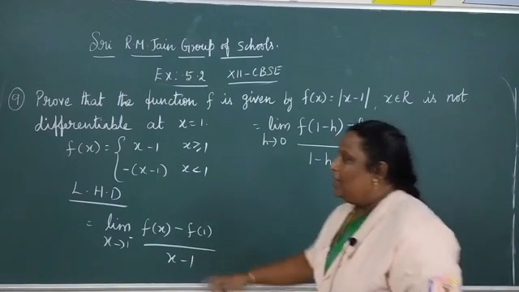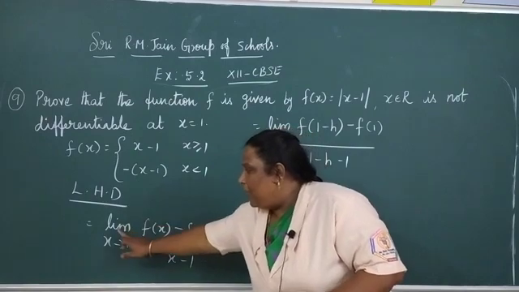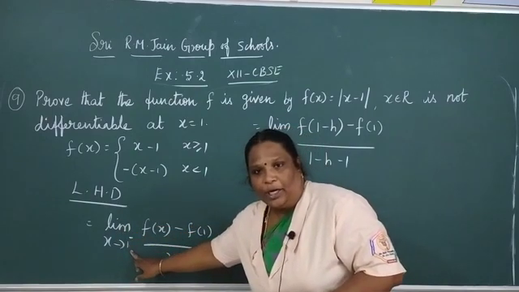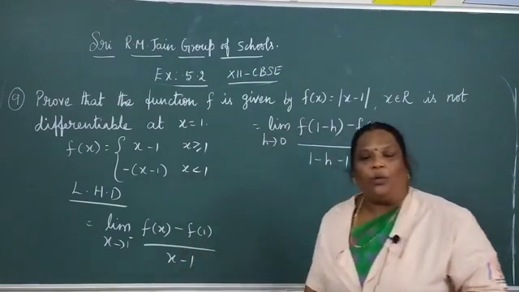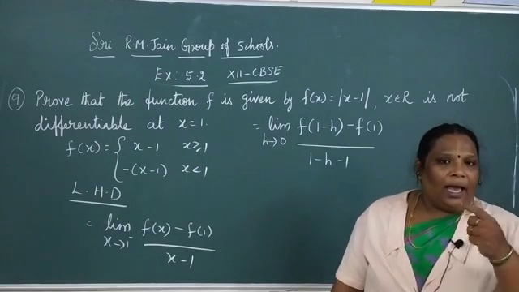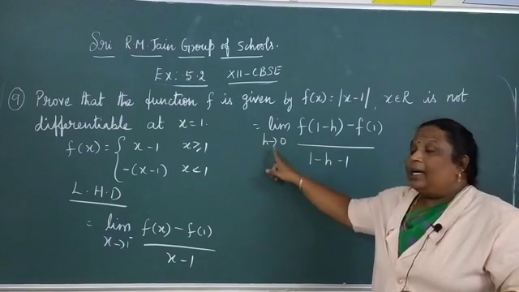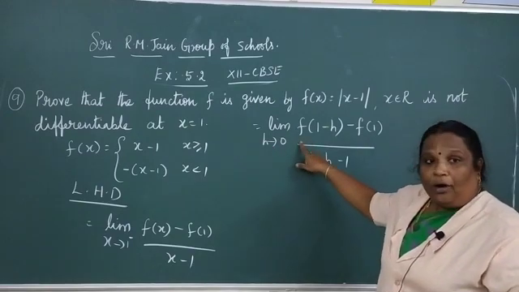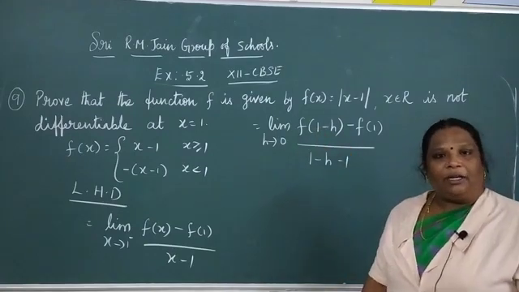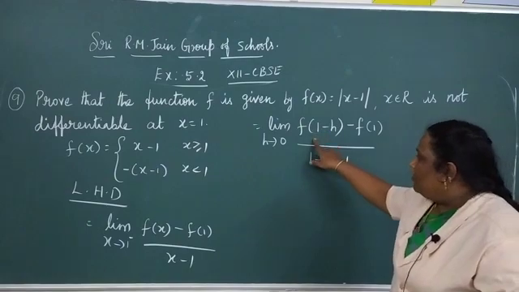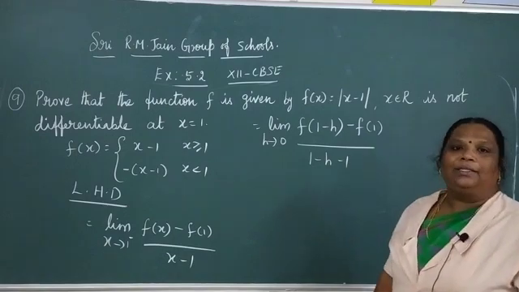I will repeat here. It is the left hand derivative. Limit x tends to 1, f of x minus f of 1 by x minus 1. What is the formula? f of x minus f of a by x minus a. We change it into h tends to 0. If it is left hand limit, it means f of 1 minus h. If it is right hand limit, it means f of 1 plus h. So f of 1 minus h minus f of 1 by 1 minus h minus 1.